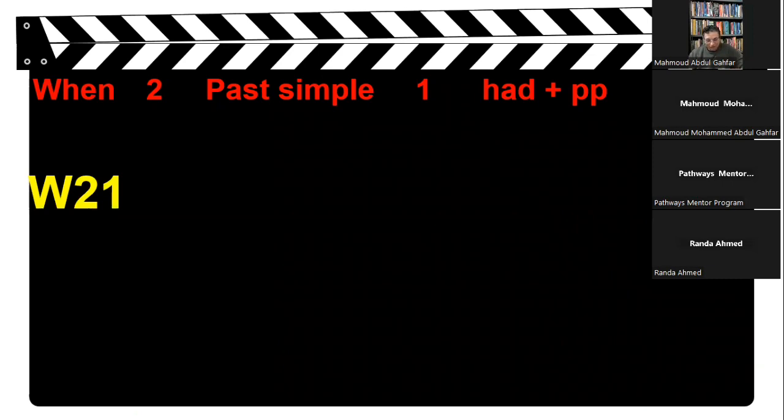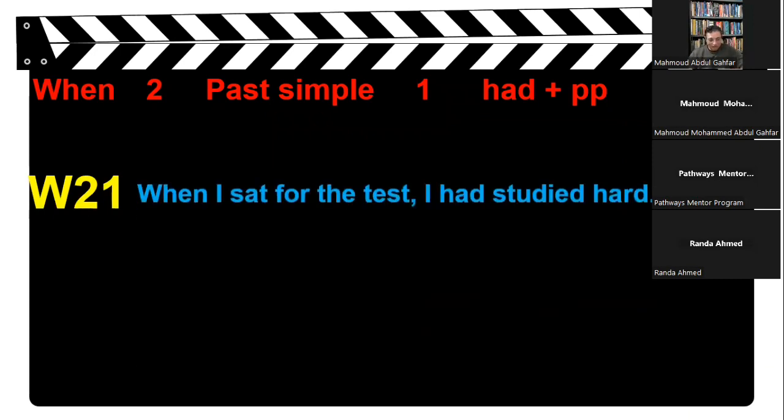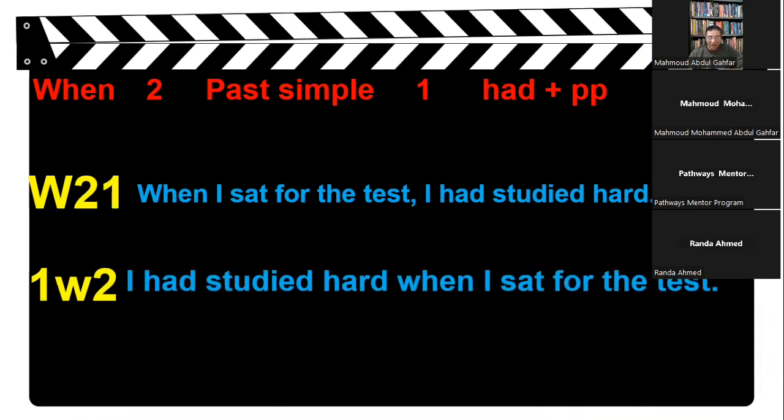In 21, 2 is the second action and 1 is the first action. 2 is the past simple and 1 is had plus the past participle of the verb. So when I sat for the test, I had studied hard. Or we can put when in the middle of the sentence. So it will be 1W2: 1 past perfect, had plus the past participle, and then the past simple comes at the end of the sentence. So I had studied hard when I sat for the test. Very good, Miss Mona. Thank you. So these are 2 codes here.